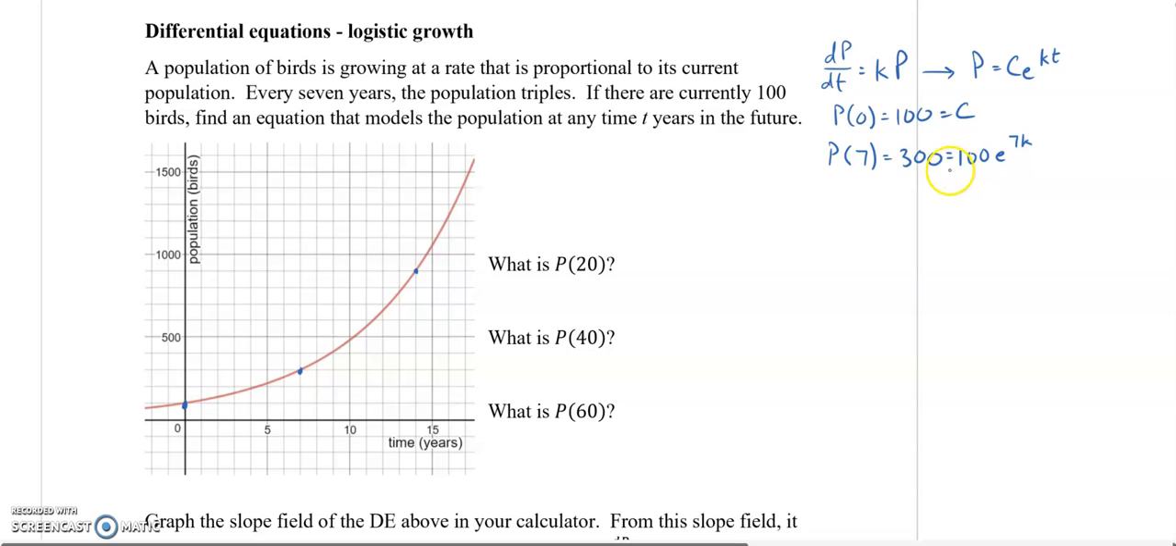Solving for k, I'm not going to go through all the algebra, we get k equals the natural log of 3 over 7. So our population model, p of t, equals 100 times e raised to the natural log of 3/7 times t. Or if you want to do the switcheroo, it's kind of nice to write it as 3 raised to the t over 7. Okay? Either or, your choice.